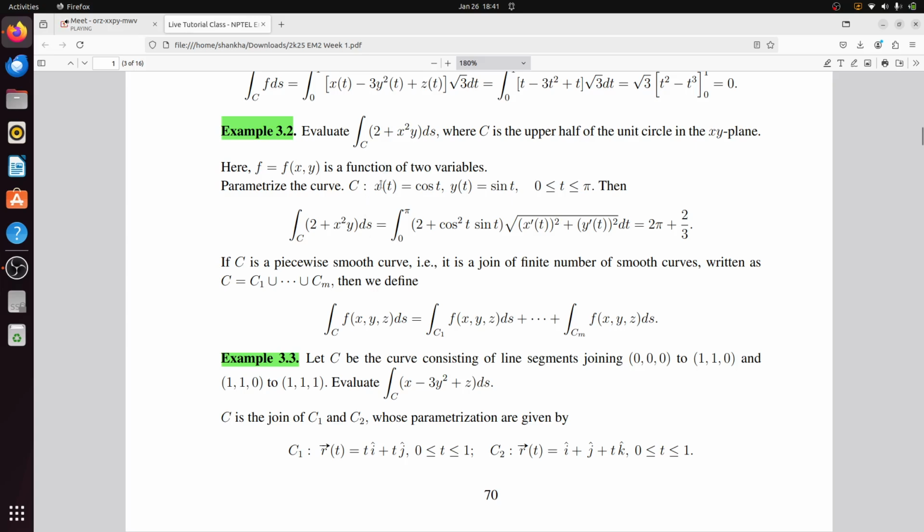So x(t) equal to cos t and y(t) equal to sin t, you need to put here: instead of x you need to put cos t, instead of y you need to put sin t, and then the arc length ds, that is square root of (dx/dt) whole square plus (dy/dt) whole square. dx/dt will be minus sin t, dy/dt is cos t, so that will ultimately be sin square t plus cos square t, which is 1, so that will be dt. Then you have to integrate from 0 to pi (2 plus cos square t) sin t dt, and you will get the answer 2 pi plus 2 by 3.